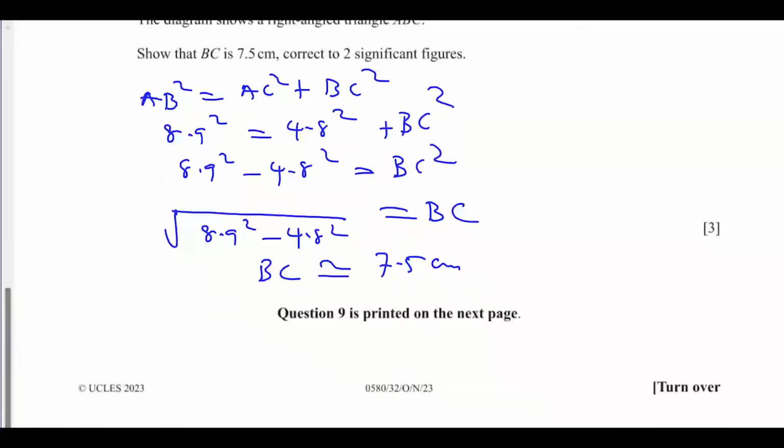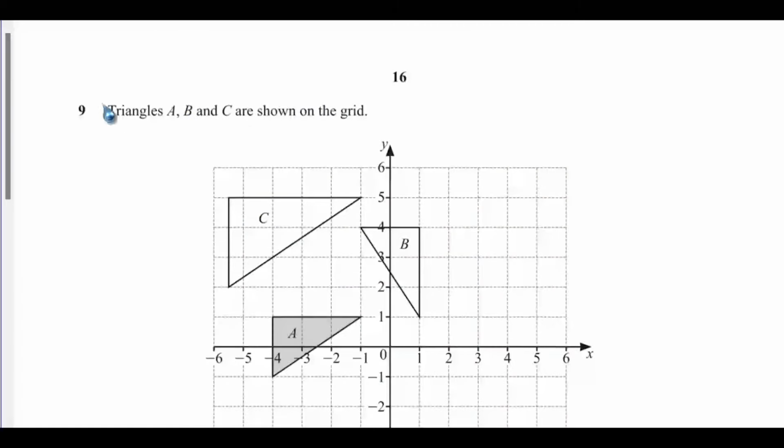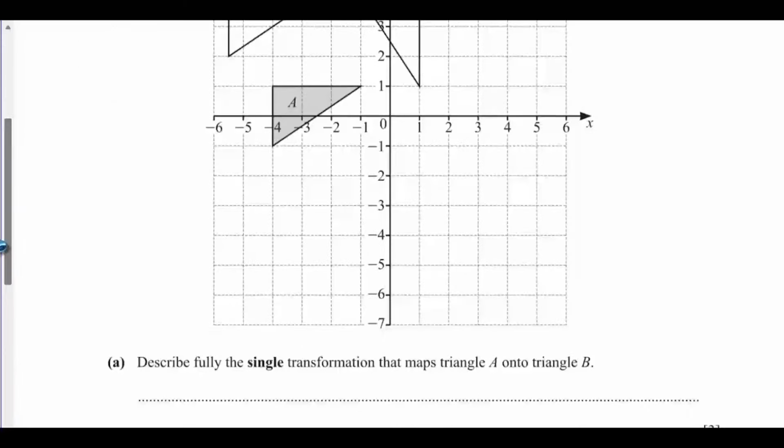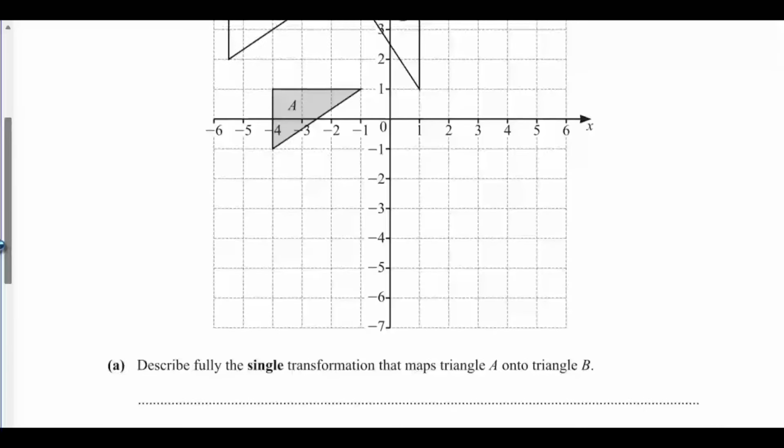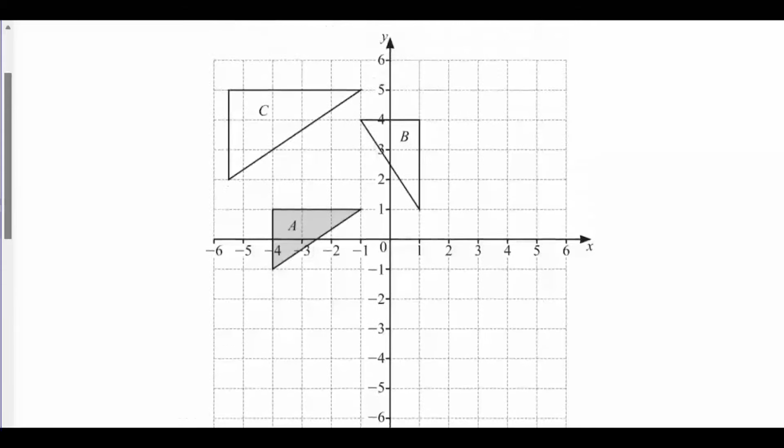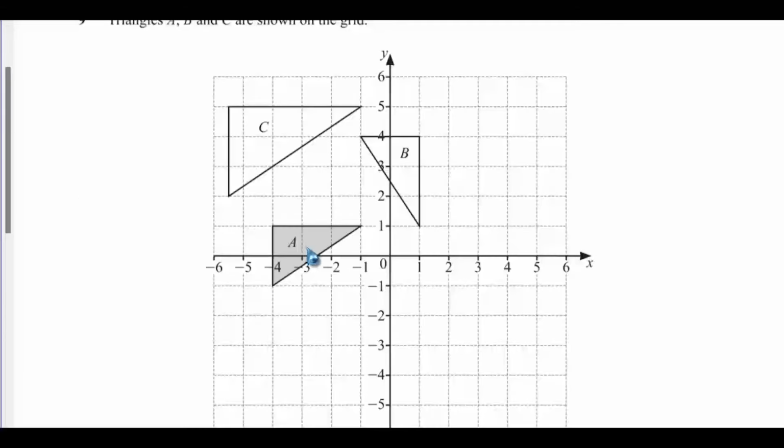So let's go to the next question. That will be question 9. Triangles A, B, and C are shown on the grid. Describe fully the single transformation that maps triangle A onto triangle B. So this is triangle A. This is triangle B. It's better to label the shape, so I can label this as P, Q, and R.